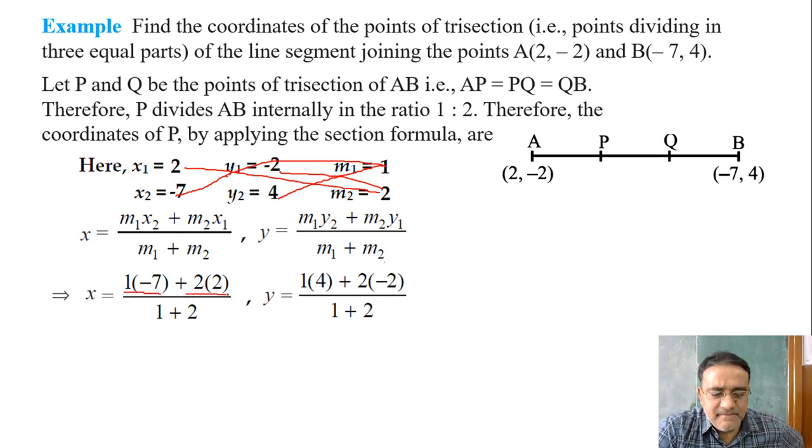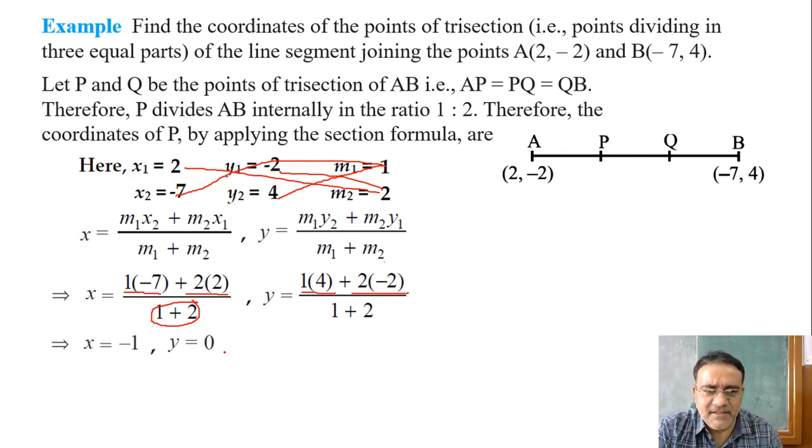Minus 7 plus 4, we are getting minus 3 upon 3. So minus 3 upon 3 is minus 1, right? For y, 4 minus 4 is 0, and 0 by 3 is 0. So we are getting (-1, 0). This is the required coordinate of point P.